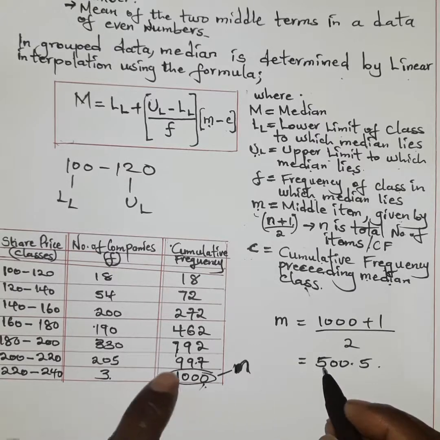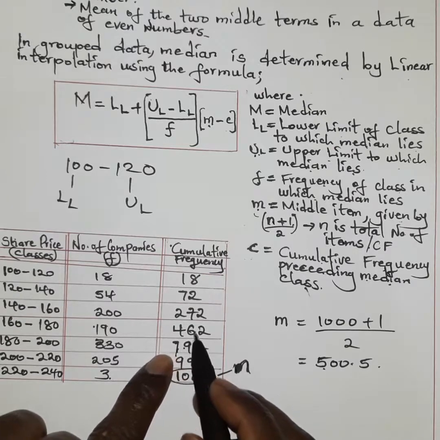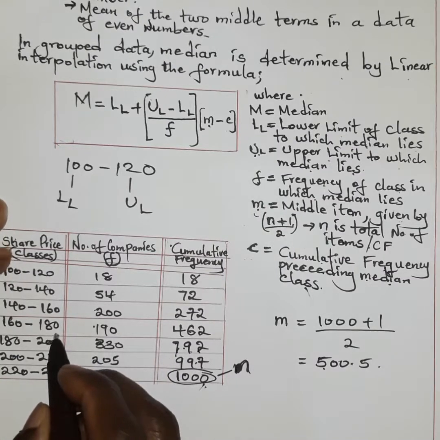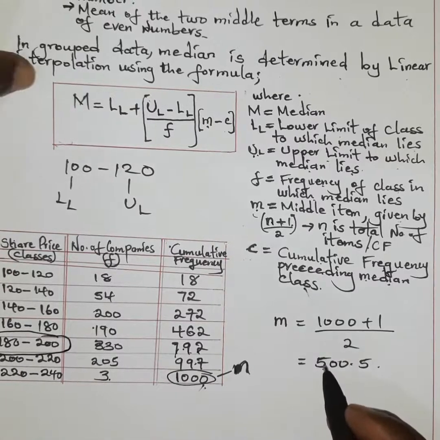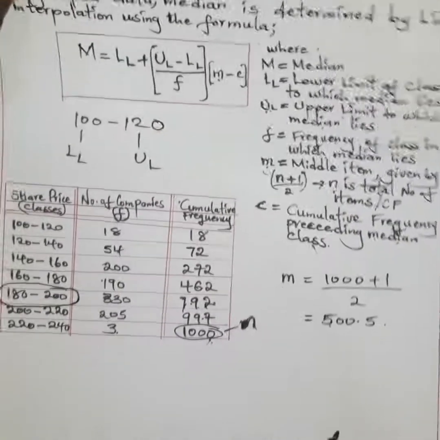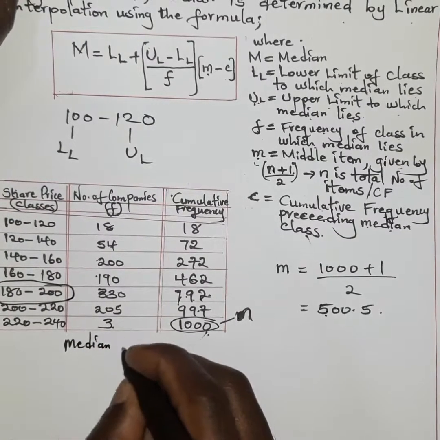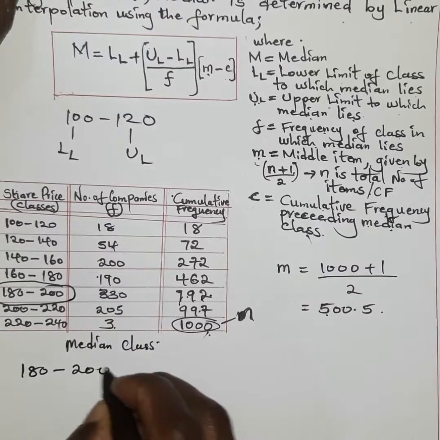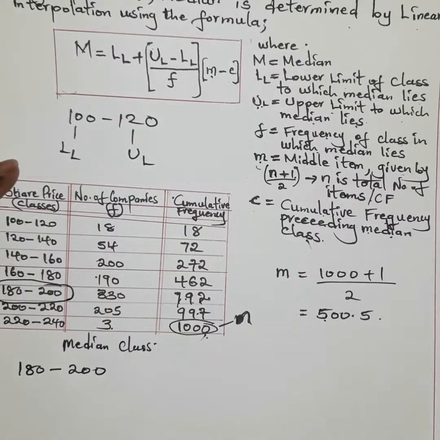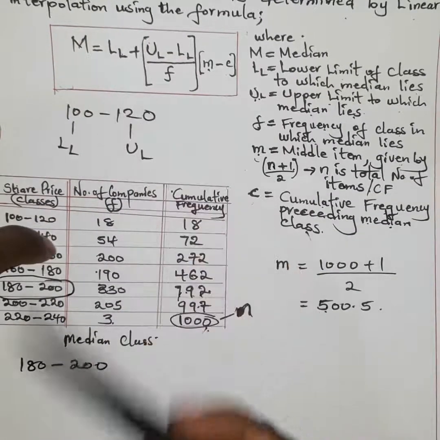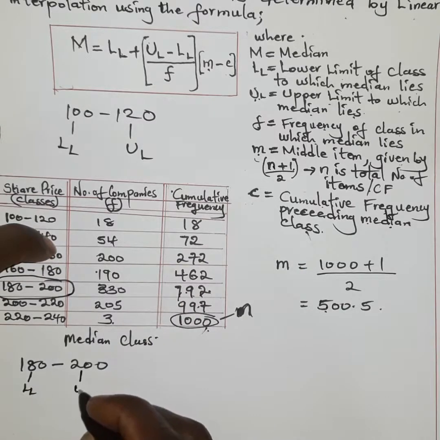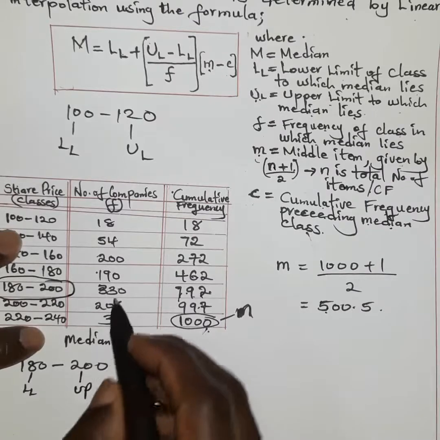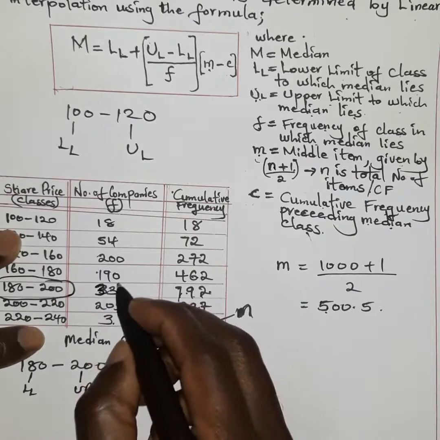Essentially, this value is above 462 and is found within 792. So it means our median lies in this class, because this value is submerged within it. So our median class is 180 to 200. When we apply this in our equation, this one is our lower class, this one is our upper class, and we have our frequency for the median class, which is 330.